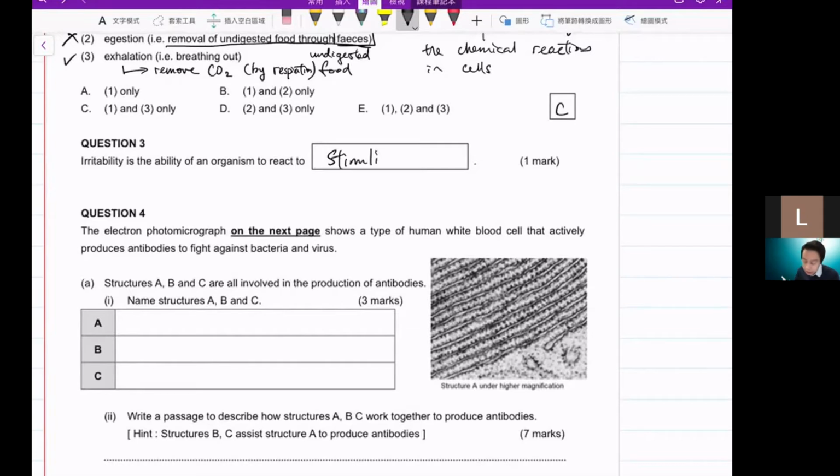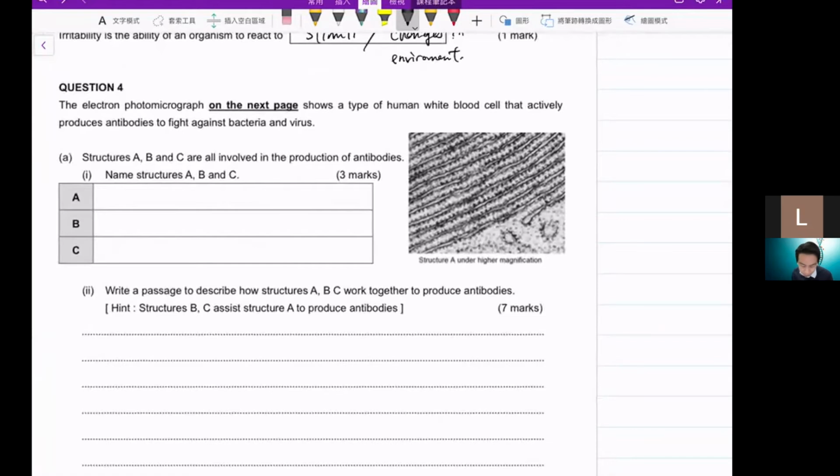Irritability is the ability of an organism to react to stimuli. Okay, if you say changes in the environment, it will also be accepted. However, if you just say react to environment, then I will give you only half a mark.